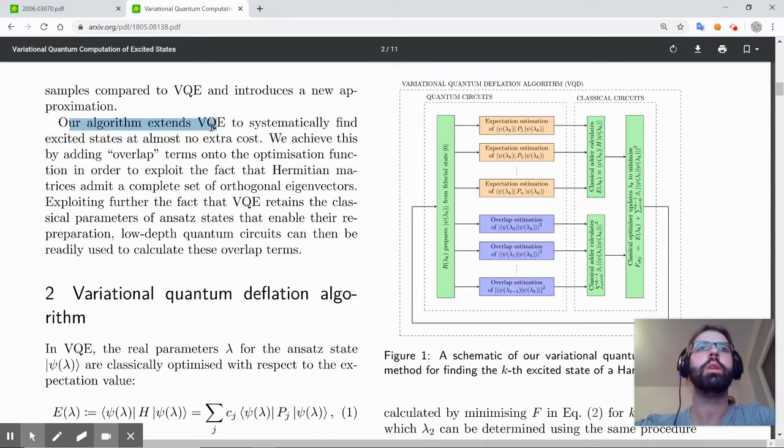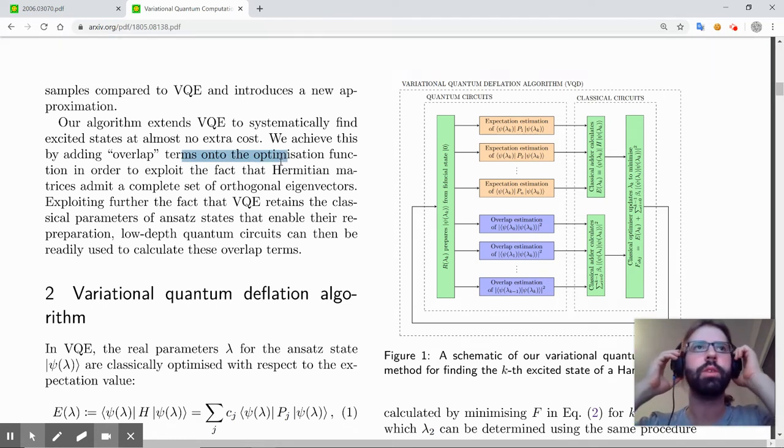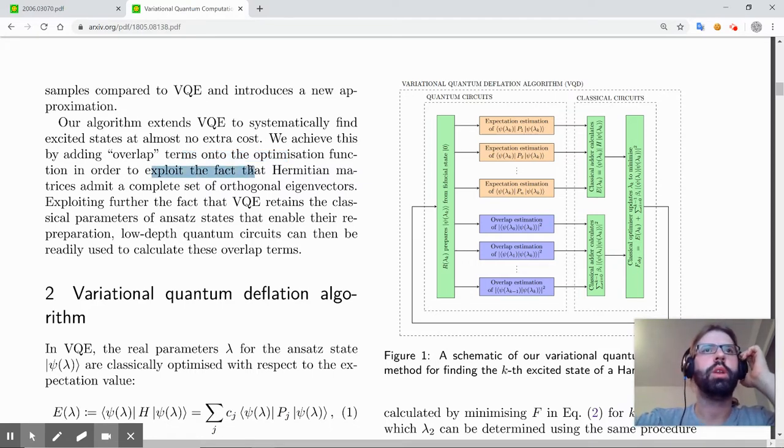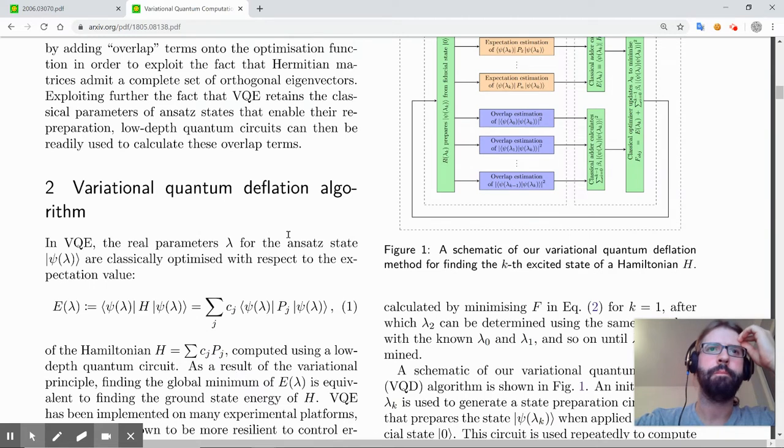Our algorithm extends VQE, that's what I thought. It extends VQE to systematically find excited states at almost no extra cost. We achieve this by adding overlap terms into the optimization function. Okay, so it's as simple as adding overlap terms, in order to exploit the fact that Hermitian matrices admit a complete set of orthogonal eigenvectors, exploiting further the fact that VQE retains the classical parameters of ansatz states that enable their re-preparation. Low-depth quantum circuits can then be readily used to calculate these overlap terms. I'm not sure I understand that.